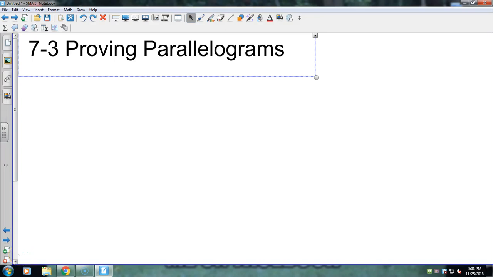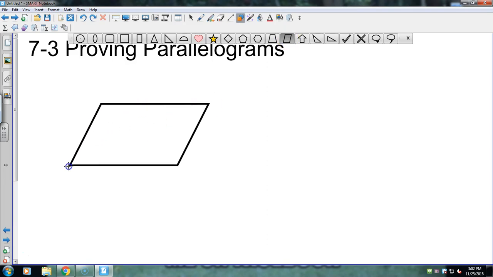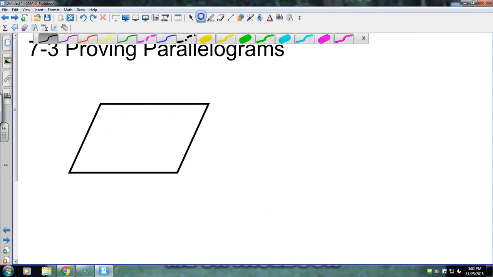Chapter 7, Section 3, proving that a quadrilateral is a parallelogram. This is really just a lot of realistic application of Chapter 7, Section 2, and what they're going to give you is some specific shapes and ask what the values might be if that is a parallelogram, or they might give you something and ask what property it is.